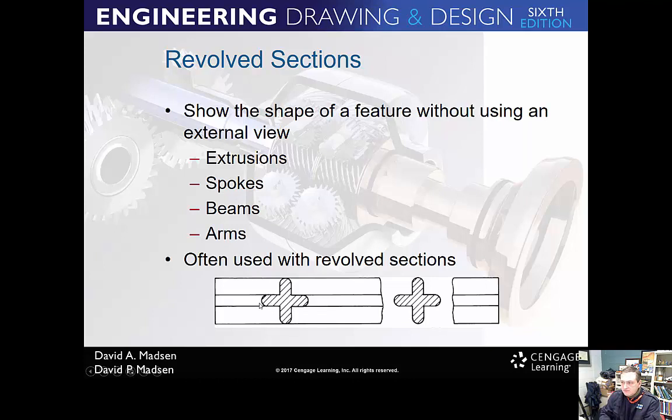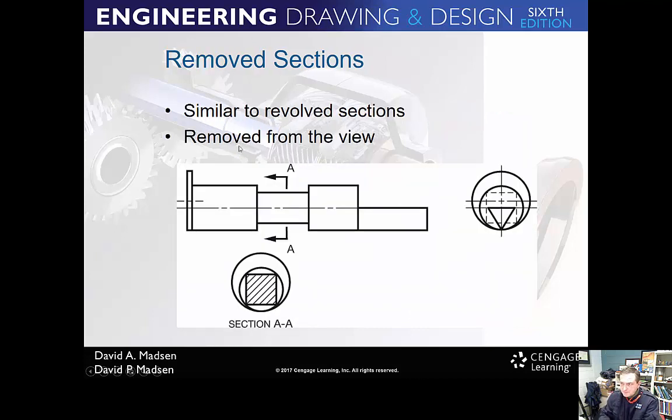Either way is legal. Typically you would have a center line on it, just to show that you rotated it on that center line 90 degrees so I could see what it looks like. And that's just another handy way of showing those kinds of geometry, to see what it is, and you can dimension off of it as well. And if you have it open like this, it makes it easier to dimension. So extrusions, spokes, beams, arms, those are all things that we can do revolved sections of. We don't do a full section of them, as I mentioned earlier, but we can do a revolved section.